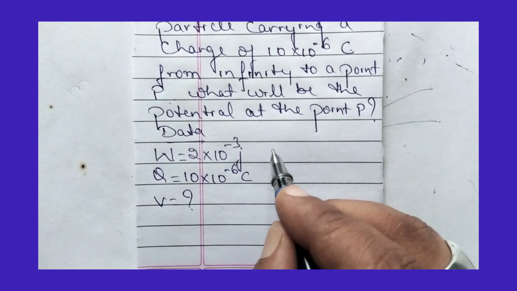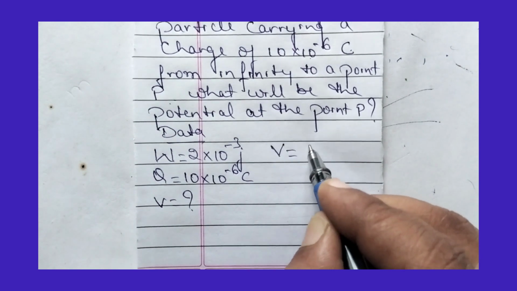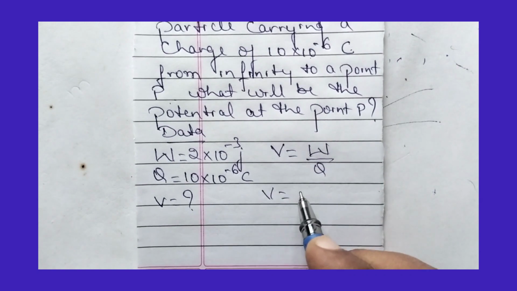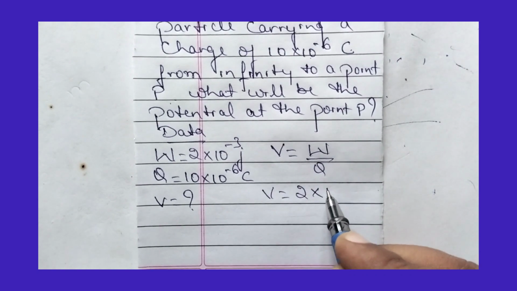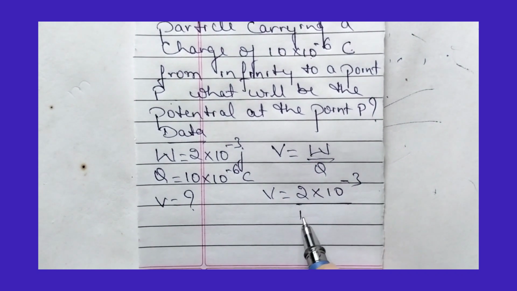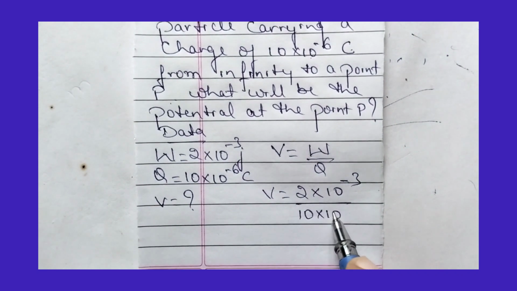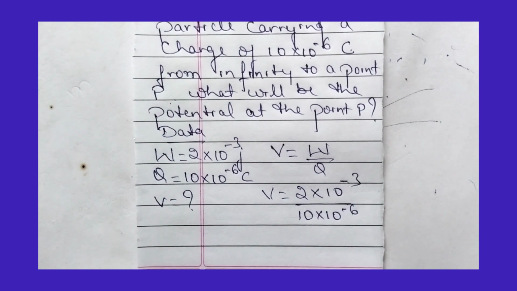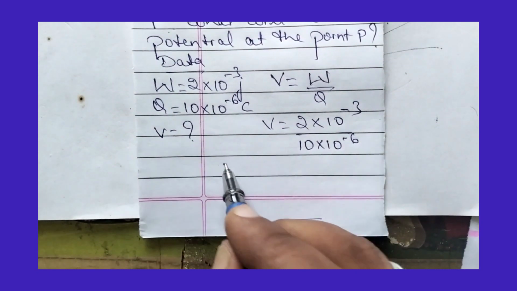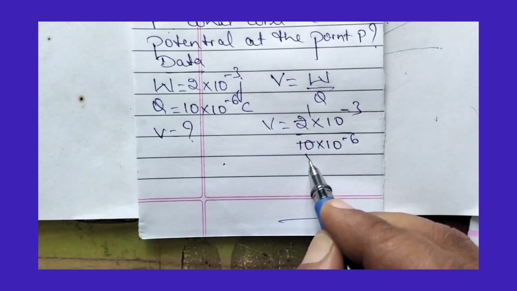So what is the relation between these three? V is equal to W by Q. So V is equal to W, which is 2 into 10 to the power of minus 3, divided by Q, which is 10 into 10 to the power of minus 6. So now, 2 ones are 2, 5 twos are 10.